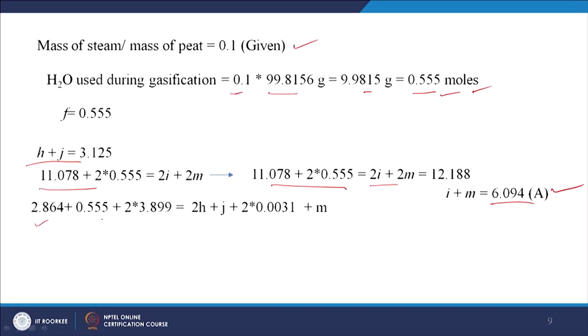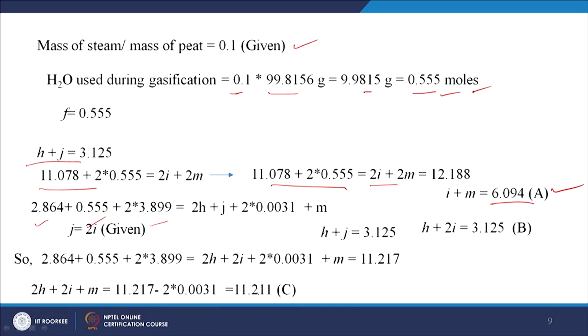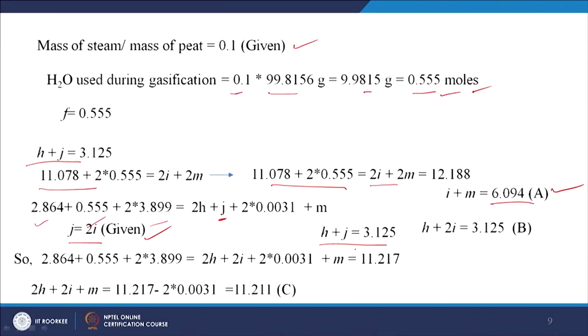So here this C, F, and this one, and this equal to this. So these other values are known. Again we see here H plus J, and the J value is also here. I and J, that relationship is also given, that is J is equal to 2I. CO and H2 ratio is 2. So J is equal to 2I, it is given in the syngas. So in this expression, H plus J equal to 3.125, this J can be replaced by 2I. So H plus 2I equal to 3.125.